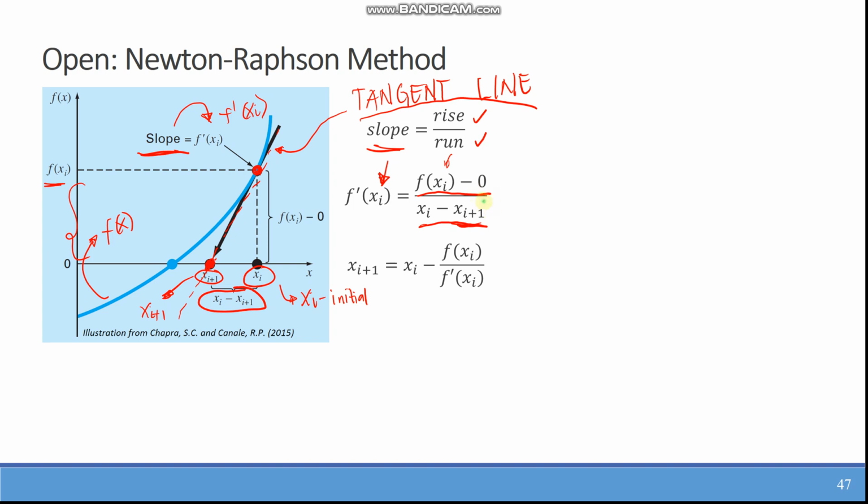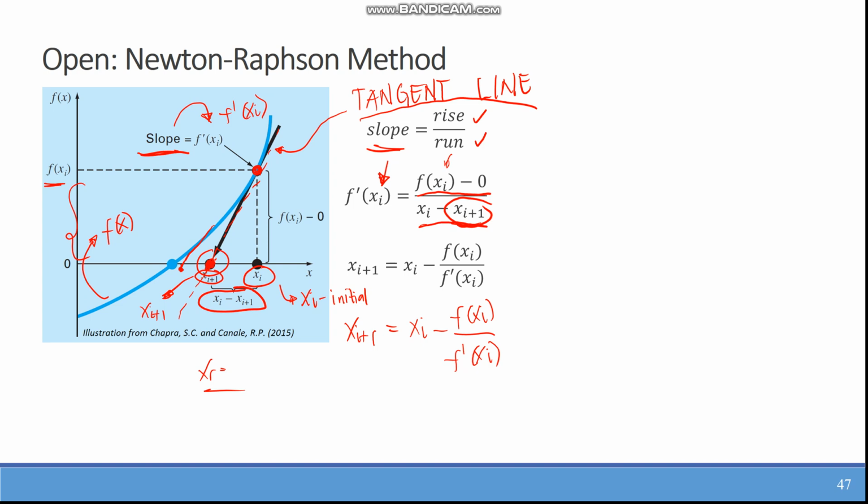Now this is the difference between these 2 points, the rise over the run. Now we are going to get the new point, since this is the new point, until it gets closer to the correct answer. So our approximated root, instead of using x sub r, for this one we are using x sub i plus 1, which is equal to x sub i minus the function of x sub i all over the first derivative of that function.